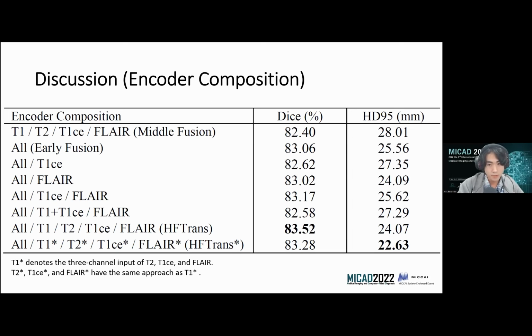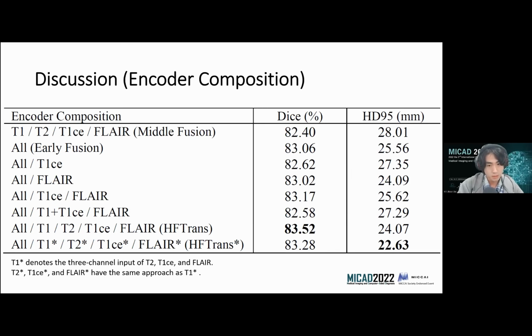The proposed hybrid fusion transformer can vary depending on the encoder composition. We evaluate various fusion methods, from the traditional methods of early and middle fusion to hybrid fusion, considering the human heuristics of the annotation protocol, which is that the appearance of a brain tumor is typically depicted as a hyperintense signal in the post-contrast T1-weighted sequence and T2 FLAIR sequence.